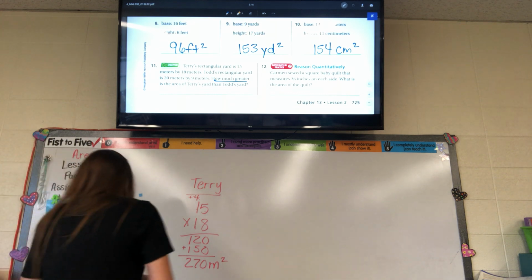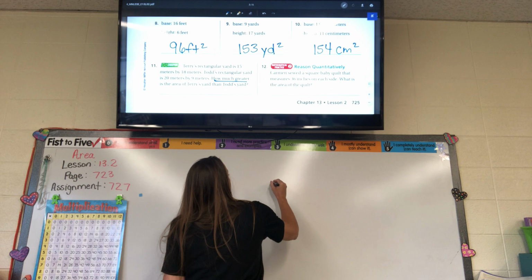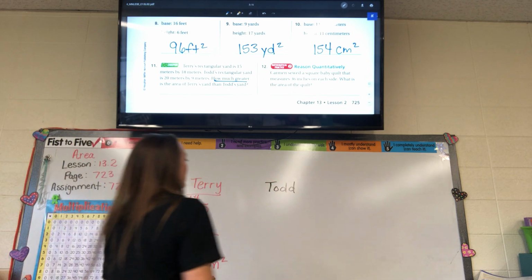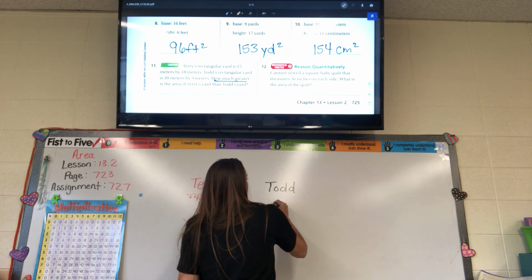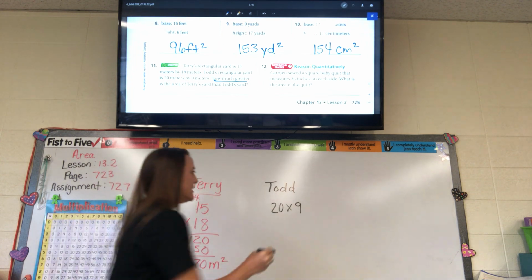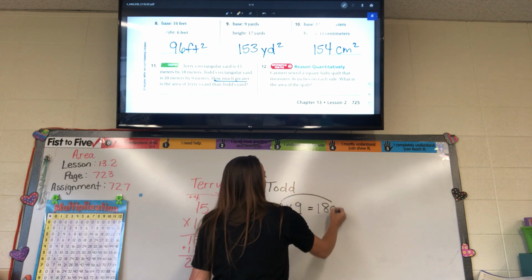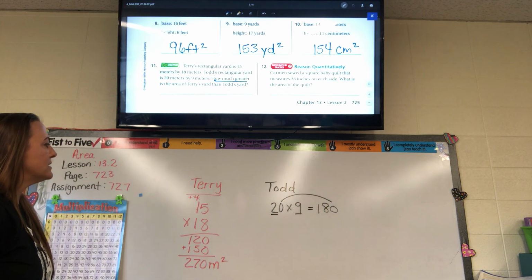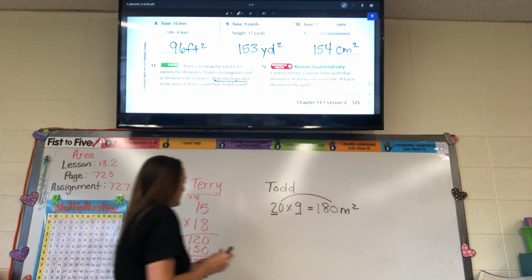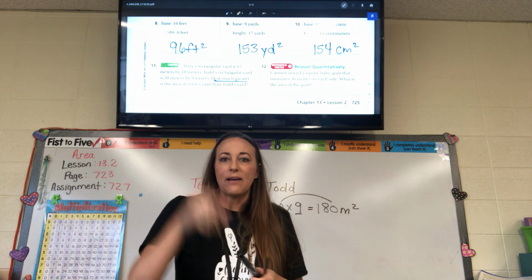Okay, so here we go. Then we have Todd, and his yard is 20 by 9. So watch this. I'm going to do this with our basic fact. 2 times 9 is 18. Bring over my 0. So Todd's yard is 180 meters squared. So then we've got 270 and 180. So we have to find the difference.